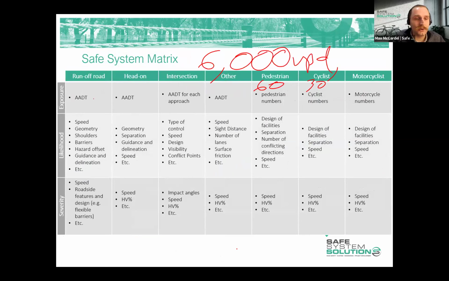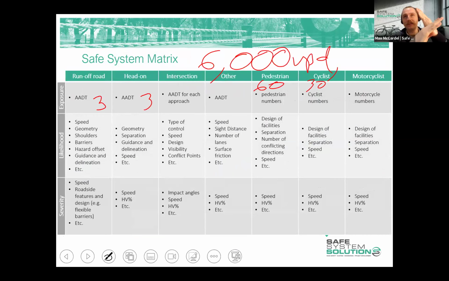So for runoff road, it would be a score of 3. Head on would be 3. AADT for the intersection. The way that you do intersections is actually interesting. You add up each of the legs. So if there's 6,000 on this road and 2,000 on this road, the AADT for that intersection is the sum, which would be 8,000. Which in this example, I'll just do 3 as well. I did 3 for that one, 2 for that one.